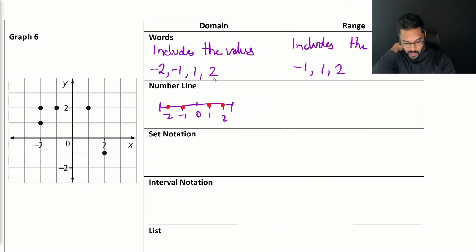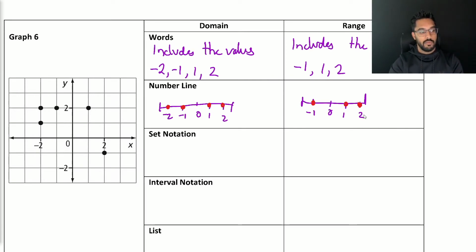Okay, same thing for range you can do. Switch back to purple. Okay, we'll have our -1, 0, 1, and this is 2. So including those specific values, there should be 3 circles that are shaded in for you. Okay, so those are the only 3 specific values for the range.